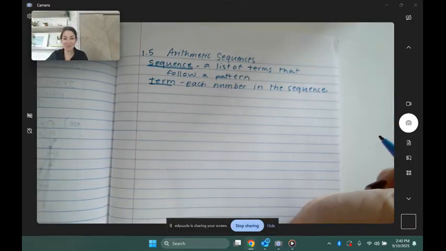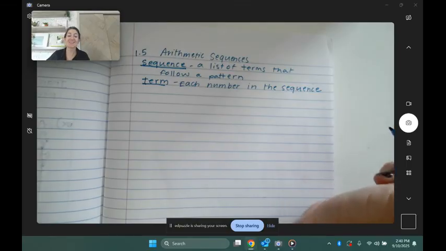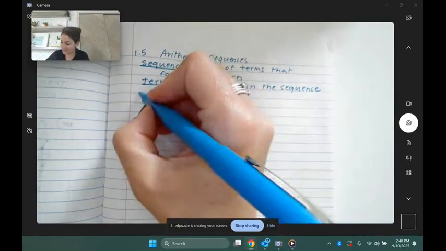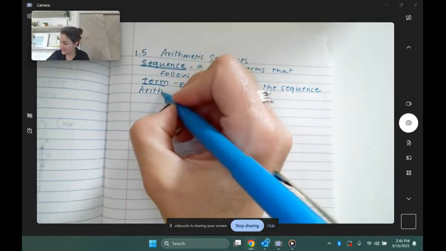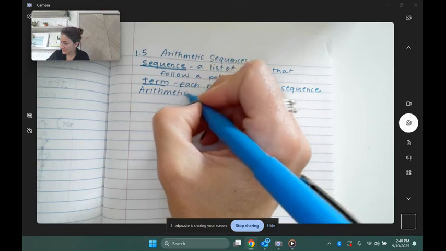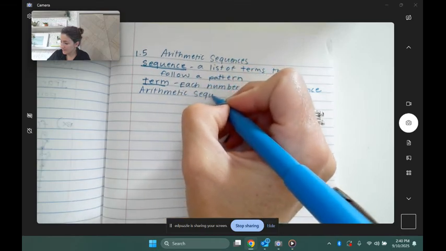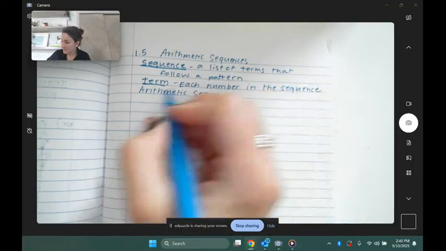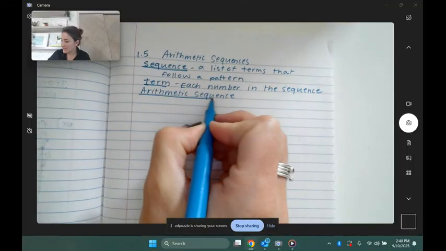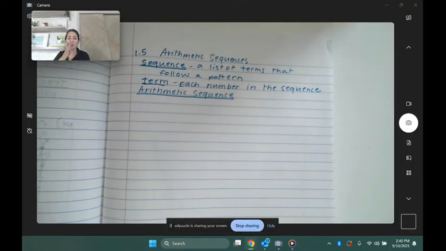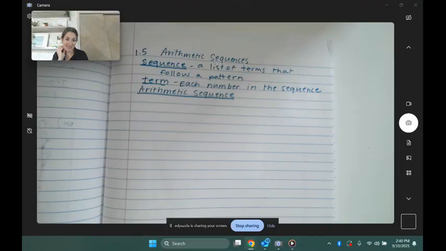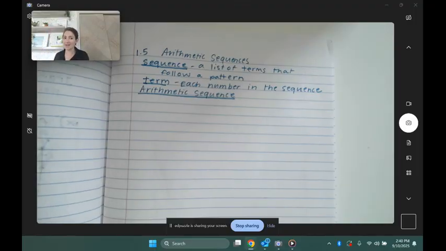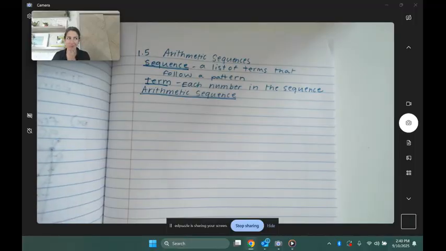And then more specifically, what we're talking about today, the arithmetic sequence. What is that? This is a sequence where, in between each term, there's a common difference, or you're going to be adding something each time, or adding a negative, which is the same as subtracting.